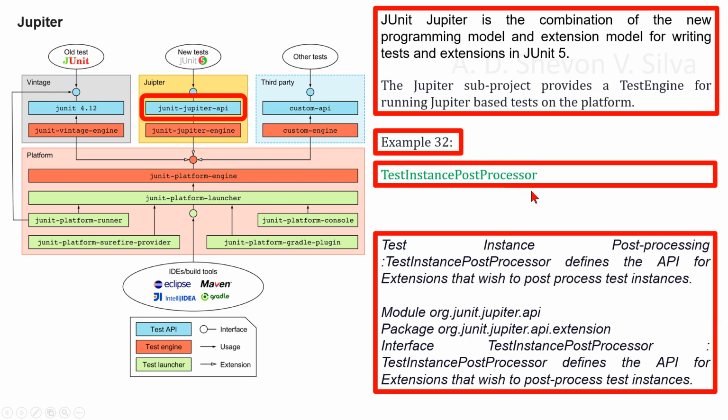Test instance post-processing. TestInstancePostProcessor defines the API for extensions that wish to post-process test instances. Interface TestInstancePostProcessor in package org.junit.jupiter.api.extension in module org.junit.jupiter.api. TestInstancePostProcessor defines the API for extensions that wish to post-process test instances.